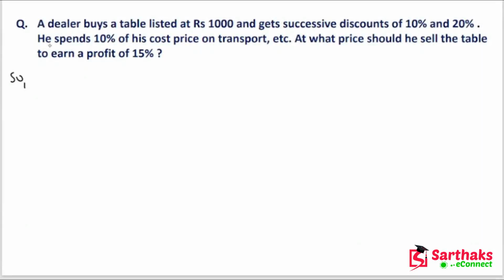So the dealer's actual CP, that is cost price, is equal to ₹720 plus 72, that is ₹792. So the dealer's actual cost price is ₹792. Okay, so that was the first part of the question, in which we spent half of the question finding the actual cost price to the dealer. Now the dealer wants to make a profit of 15%. So profit percent is given, cost price is given, we have to find the selling price.